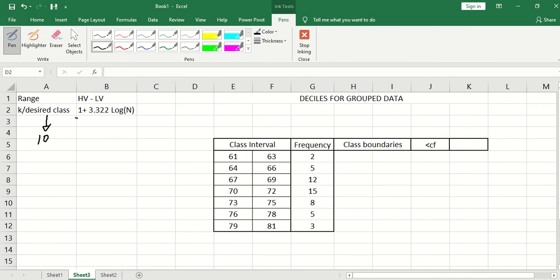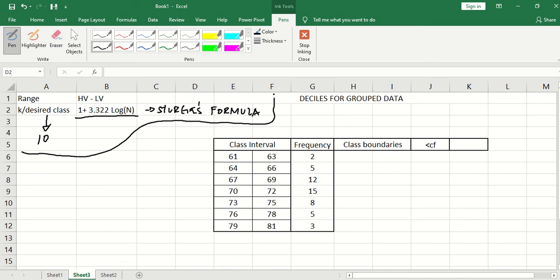Or we can use this one. This is also known as the Sturges formula. After applying this, it's just 1 plus 3.322 log to base 10 of n. So you will just input here the total population of the data, how many they are. I skip this one. This part. I'm skipping it.